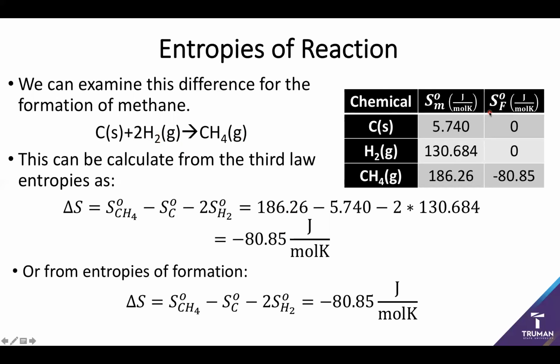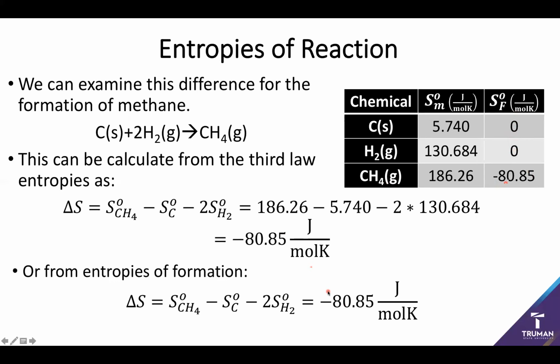Conversely, we can also calculate this from the entropies of formation. So again, because carbon's most stable elemental form is solid carbon, and the same thing with hydrogen, these have entropies of formation of 0, giving our entropy of formation of methane as negative 80.85. So again, these two methods do agree, and you can make use of either method.